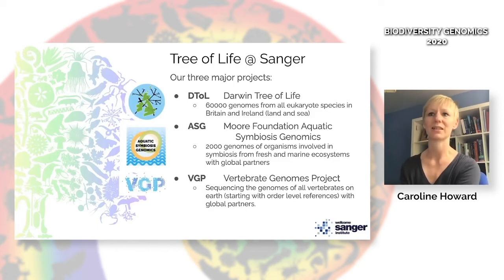So the Tree of Life at Sanger currently comprises 3 major projects. There's the Darwin Tree of Life project, the Moore Foundation Aquatic Symbiosis Genomics project, and the Vertebrate Genomes project. And we fully anticipate that more projects will come under this programme in the future.